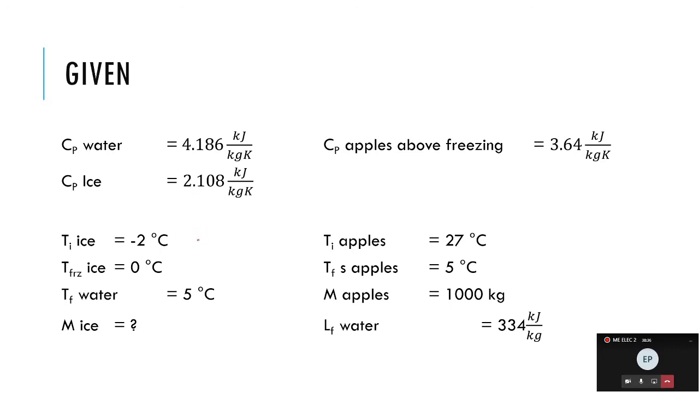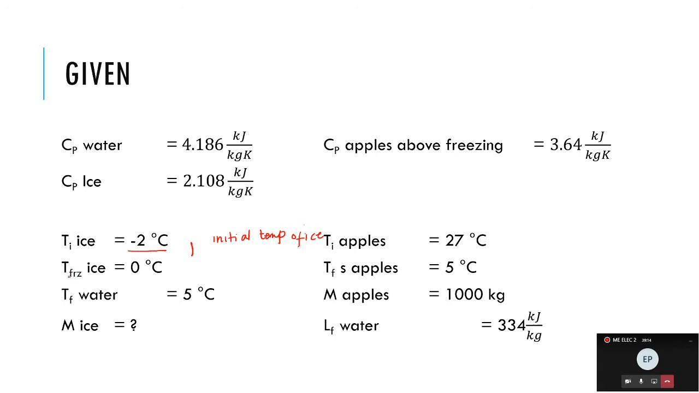What is negative 2 degrees centigrade, class? What is this? Initial temperature. Yes, initial temperature of ice. I might use this space as annotation, so that it will be more clear to us. Initial temperature of ice, meaning that is the ice available to us. The ice, we have negative 2 degrees centigrade.